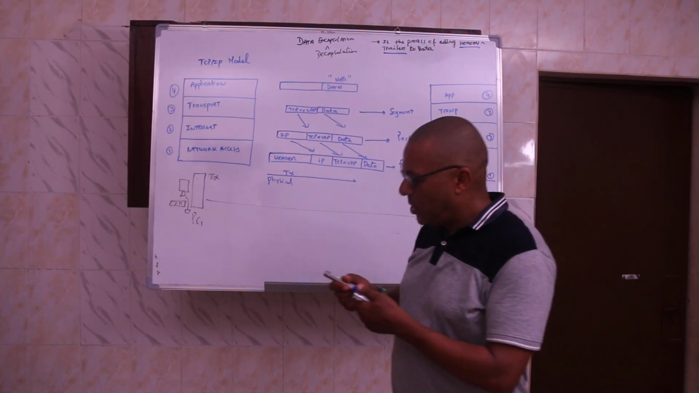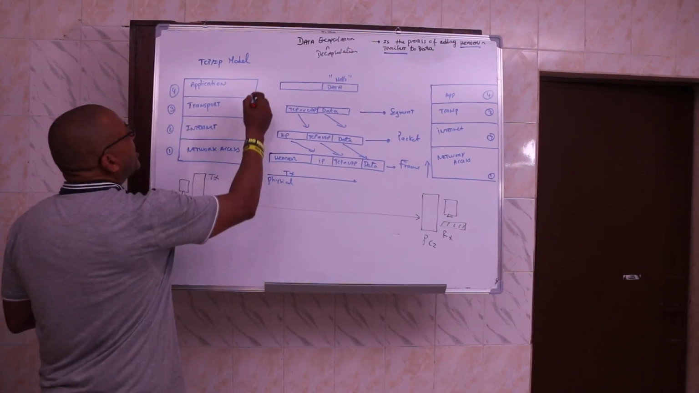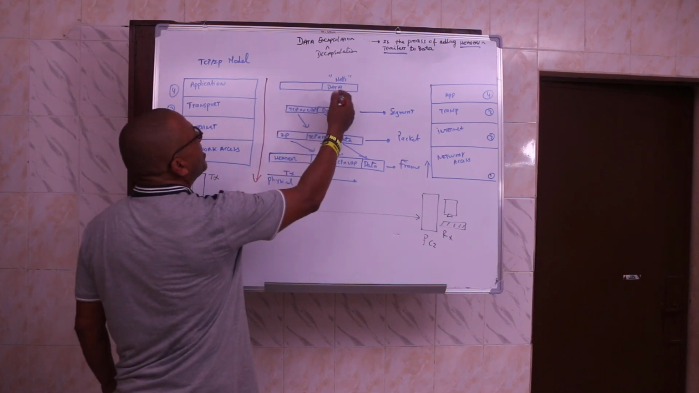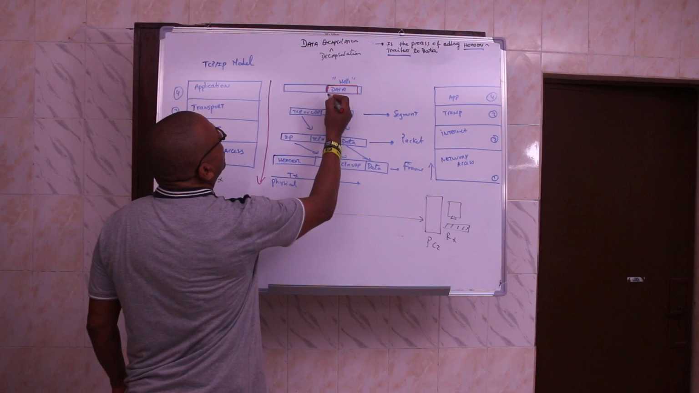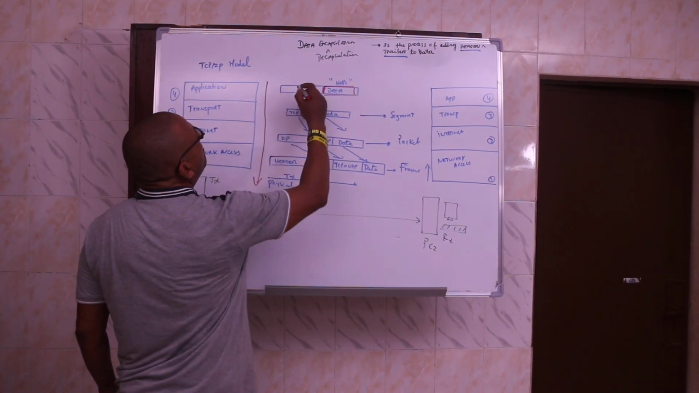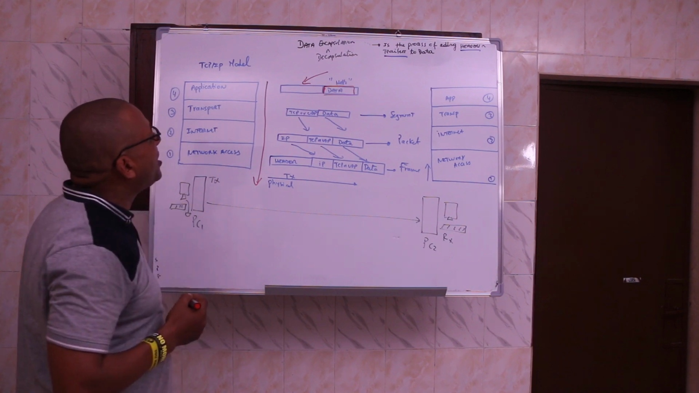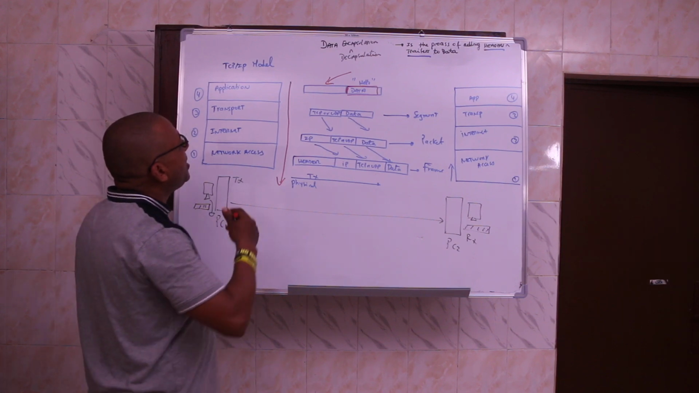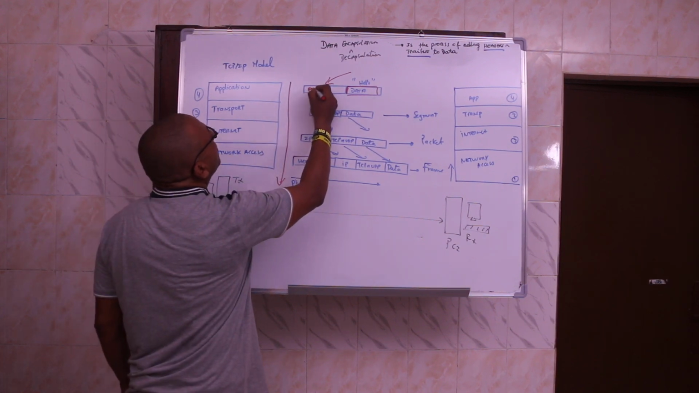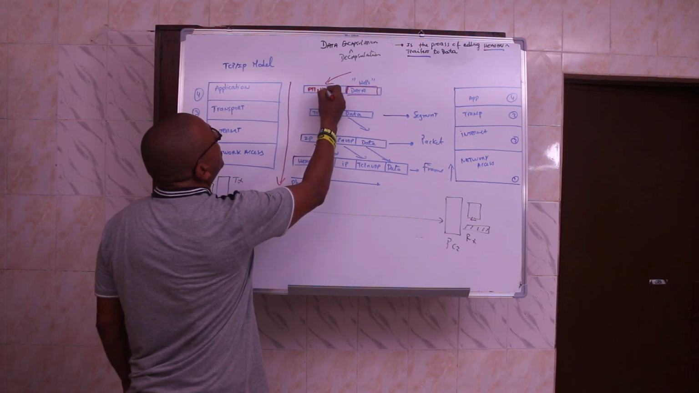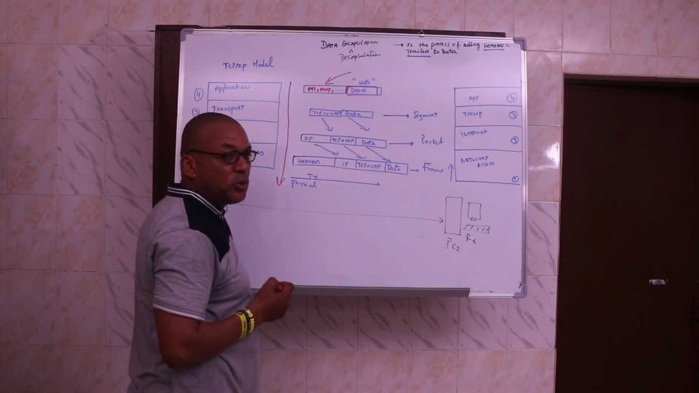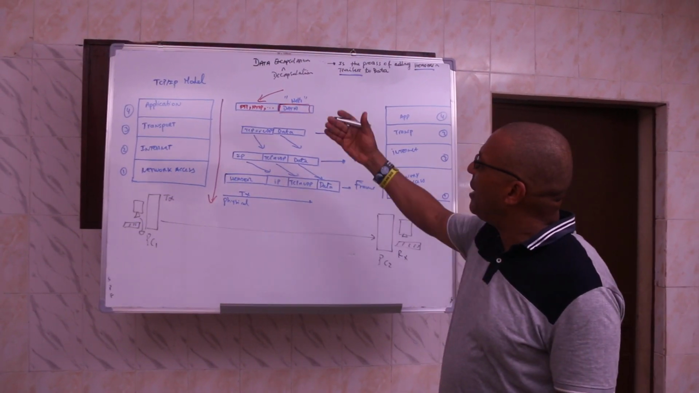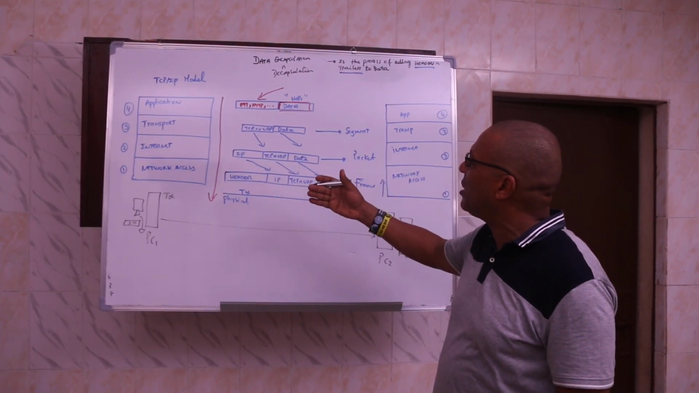So let's look at it. The data encapsulation starts from the application layer. Let's say we want to send a message, a data: Hello. The first thing that's going to happen at the application layer is that it is going to add a header. The header can be a protocol, can be FTP, can be HTTP, depending on which protocol is being used for that particular data.